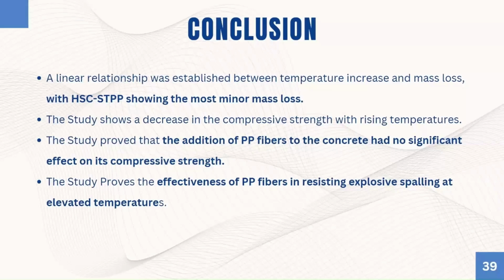Third, the study proved that the additional polypropylene fibers had no significant effect on compressive strength at room temperature, despite some papers and research showing that additional polypropylene has a negative effect on the compressive strength of the concrete. Finally, the study proves that polypropylene fibers are effective in resisting explosive spalling at elevated temperatures, hence achieving our goal of solving our stated problem, which is allowing high-strength concrete to be safely used as major structural elements in residential and commercial buildings.